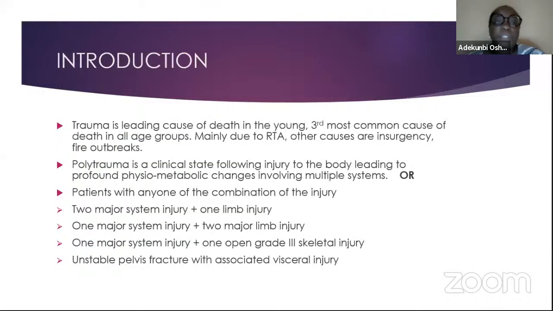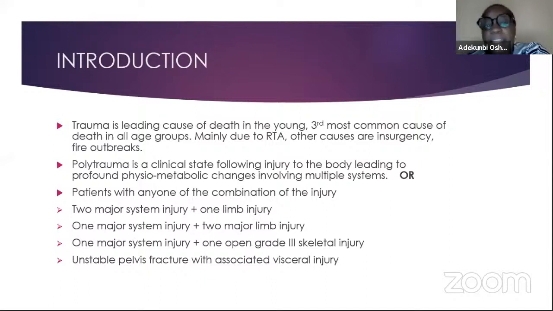As an introduction, trauma is the leading cause of death in young people in the world and the third most common cause of death in all age groups. Most forms of trauma are due to road traffic accidents. Other causes are insurgency, like we had in our NSAS problem last year, sometimes fire outbreaks, even fights and burns also. They are causes of polytrauma in our environment.